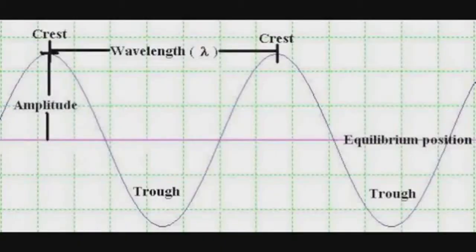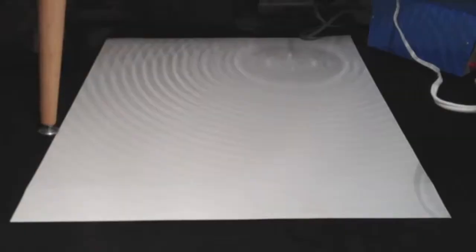In a simple diagram, the crest is the top of the wave, while the trough is the bottom of the wave. Amplitude is from the midpoint to the top of the crest, or from the midpoint to the bottom of the trough. Wavelength is from crest to crest, or trough to trough.